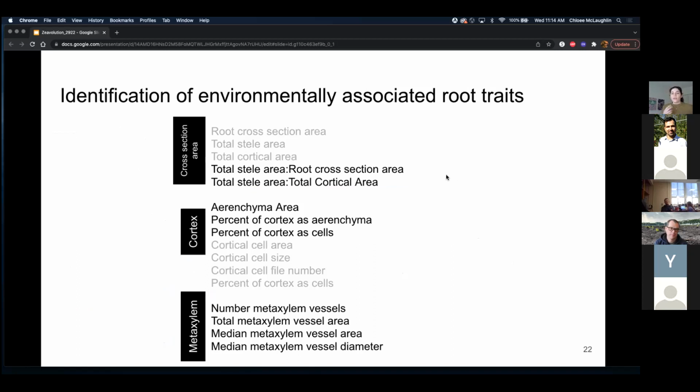But there are a couple of interesting patterns that we can see from the Boruta method finding significantly environmentally associated traits. One, we're really good at picking up traits that have association to environment when they're proportions. So we can see that with the percent of cortex, and also looking at stele area over root cross-section area or total cortical area. And then two, these metaxylem features are coming out as having significant relationships to environment.